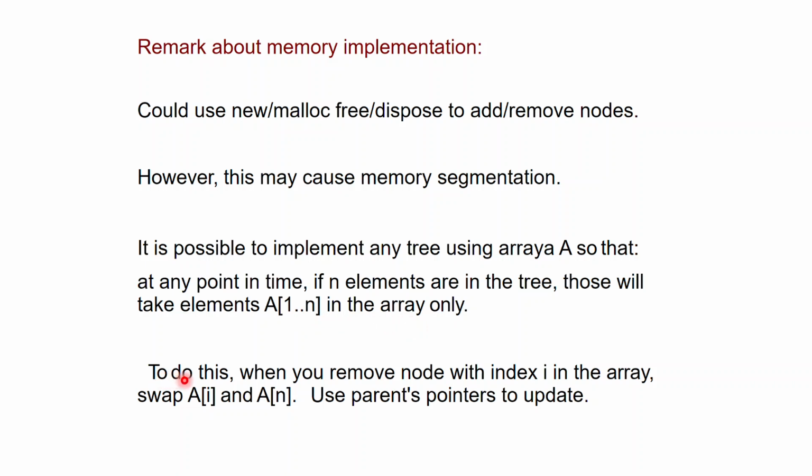To accomplish this, when you remove a node with index i, you just swap this node with the last one in the array. Just the place in the array in which the information on that node is located, and then you remove the last thing, and then you can just reduce the array length. And you can use the pointers to make the updates.